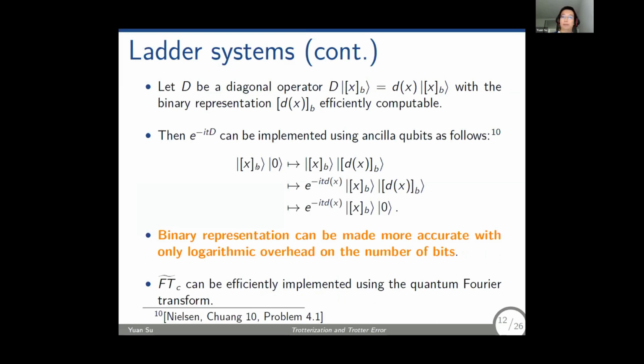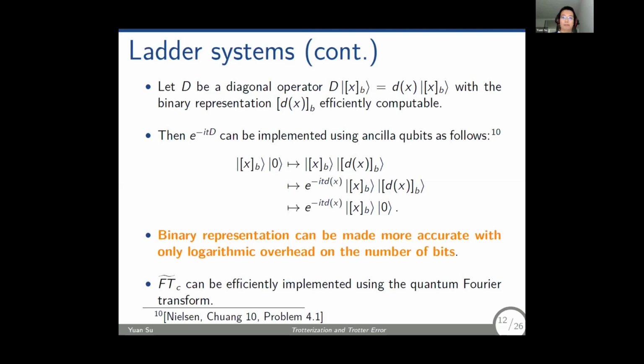You start with a computational basis state, let's say X, and then you first compute those diagonal elements, the binary representation, in the ancilla register. And then from there, you do some controlled operation. You condition on this diagonal information, you perform a phase, it's like a rotation on the Z-axis. And then in the final stage, you just uncompute the diagonal elements. So in this way, you can easily exponentiate the diagonal operator in the underlying basis.